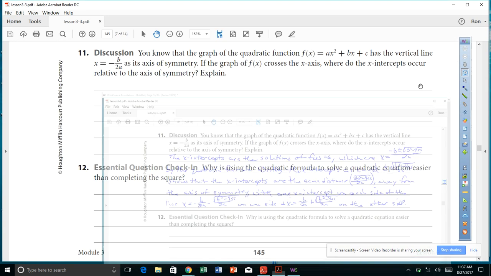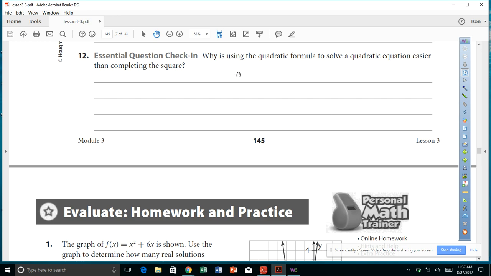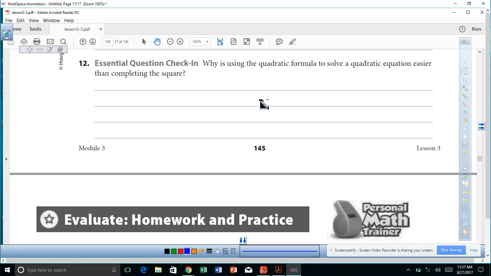Essential question, check in: why is using the quadratic formula to solve a quadratic equation easier than completing the square? The quadratic formula is the result of completing the square on the general quadratic equation ax squared plus bx plus c equals 0. As long as any particular equation is in the form of ax squared plus bx plus c equals 0, you can simply substitute the values of a, b, and c into the quadratic formula to attain the solutions of the equation. I guess because part of the work is already done for you.